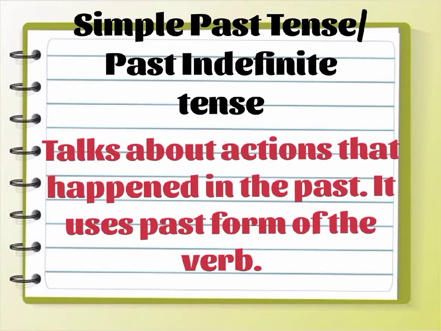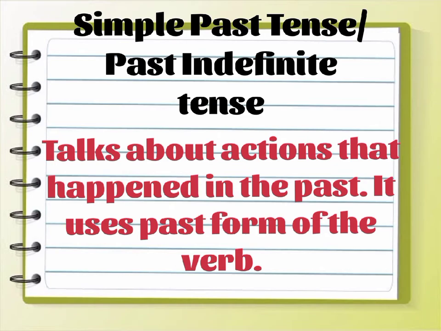Okay, so here's my simple explanation. We're gonna start from simple past tense, also known as past indefinite tense. So simple past tense talks about action that happened in the past. It uses the past form of the verb. So mga pangyayari sa nakaraan.